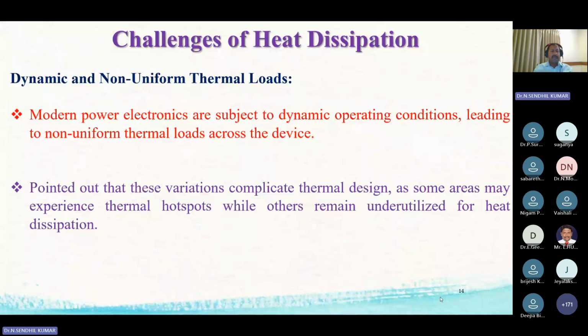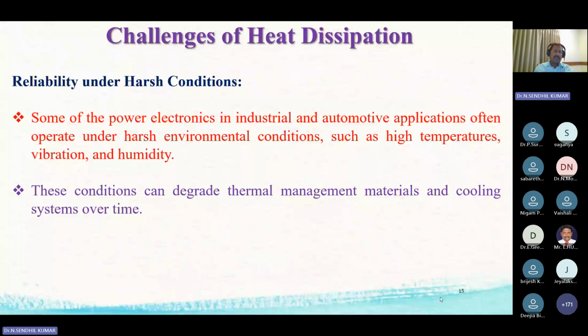And then reliability under harsh conditions. Reliability under harsh conditions means that power electronics are involved in industrial and automotive applications, where harsh environmental conditions such as high temperature, vibrations and humidity are also present. There also we have to consider the environmental conditions: high temperatures and vibration, all those things.